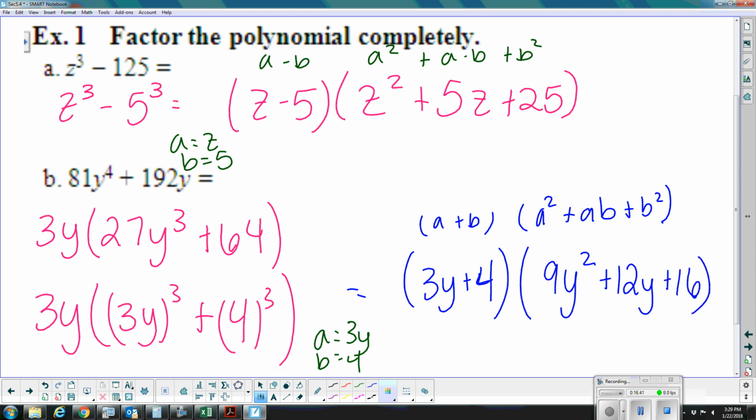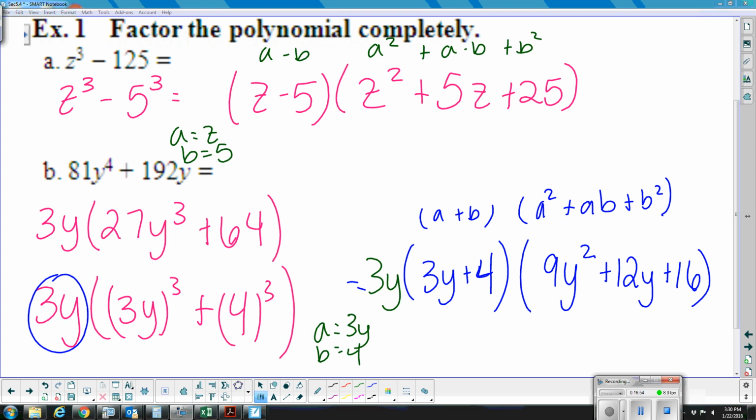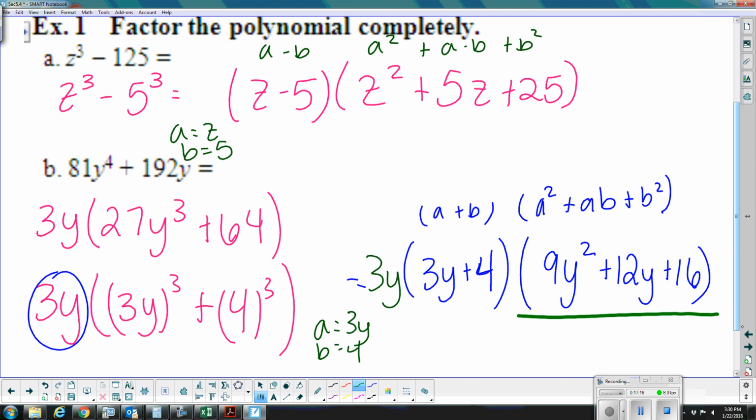But don't forget that you factored out this 3y, so when you write your final answer, don't forget to include that 3y. And then here we have this factored completely because in this trinomial there are no integer common factors with 9, 12, and 16, and there's not a y in every term. So this is then your final answer.